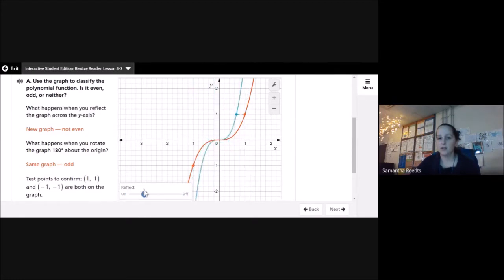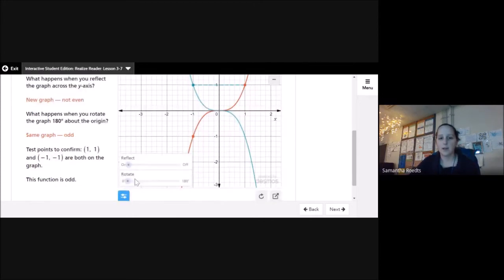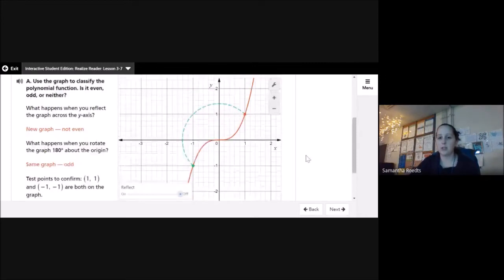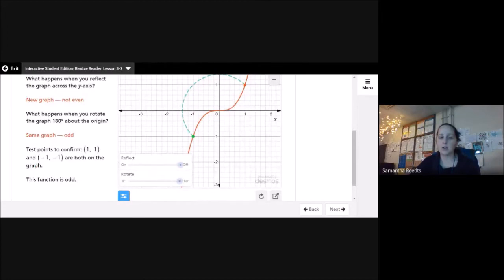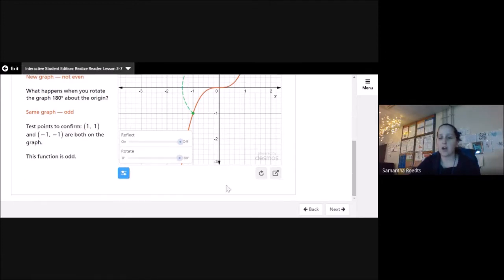See here, rotation or reflection. Now if I rotate it 180 degrees, it gives me the same. So there it is, about 90. So if I rotate it 180 degrees, it gives me the same points. So that means it's an odd function. So I can also test 2 points. So test points to confirm 1, 1 and negative 1 are both on the graph, so this function is odd.